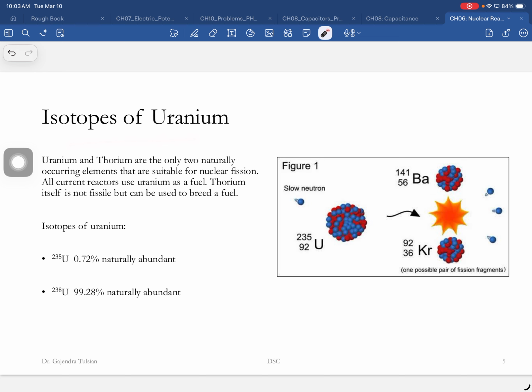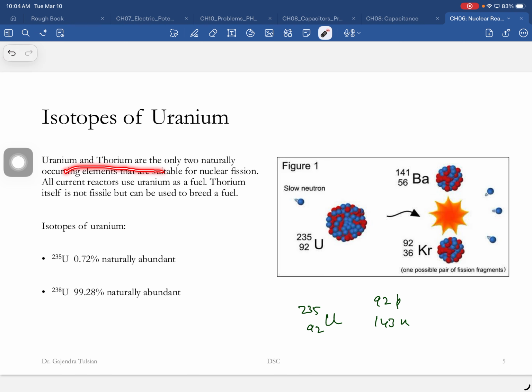Okay, so isotopes of uranium. These are the two main isotopes of uranium, uranium-235 and uranium-238. Uranium-235 is 92 protons and 143 neutrons, and uranium-238 has 92 protons and 146 neutrons. It's just the heavier cousin. Naturally occurring, when you go mine uranium, 99.3% is uranium-238 and 0.7% is uranium-235. So to make fuel, you have to enrich it.